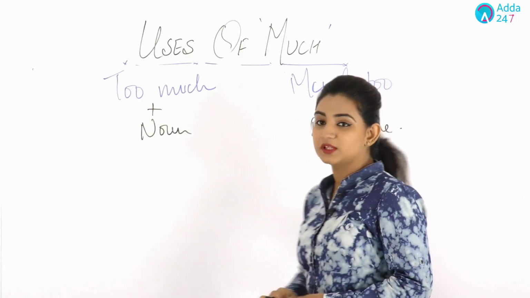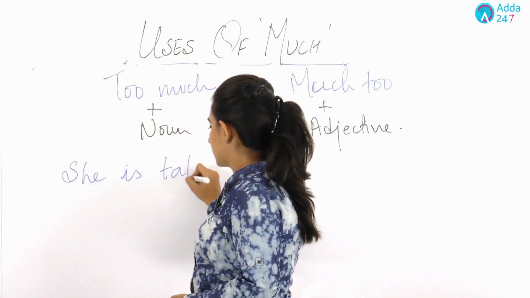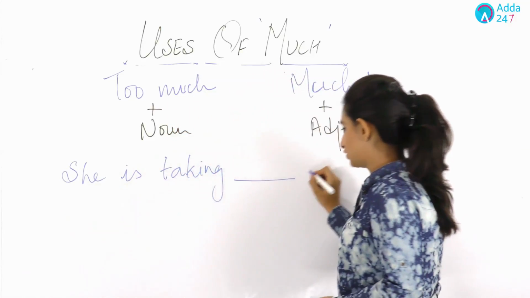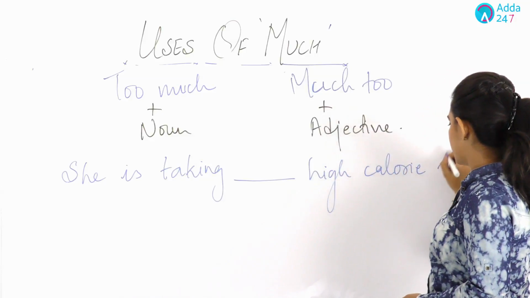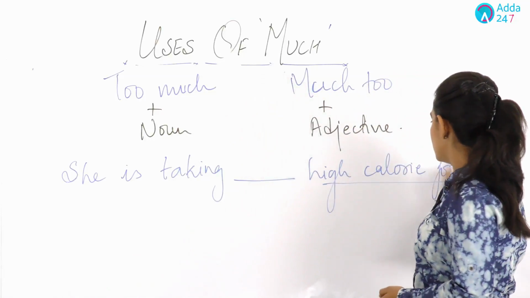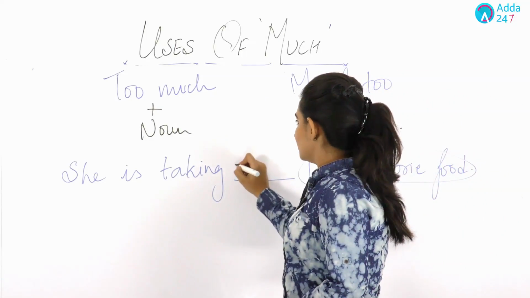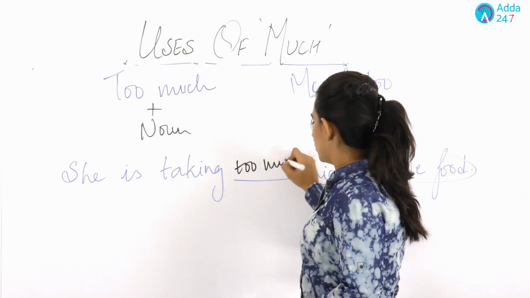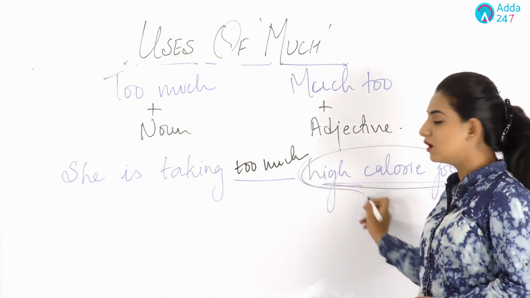So if we follow these with example, if I say she is taking dash high calorie food. So what will we use here? Now here we are using food part. What will we do? She is taking too much high calorie food. Why? Because too much here is placed for the food part.